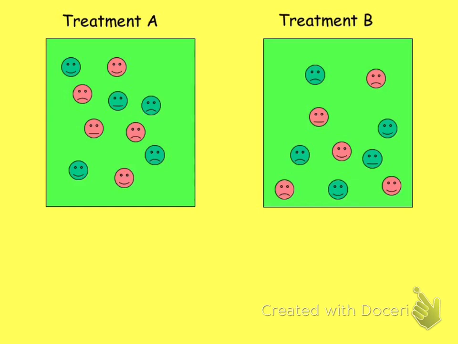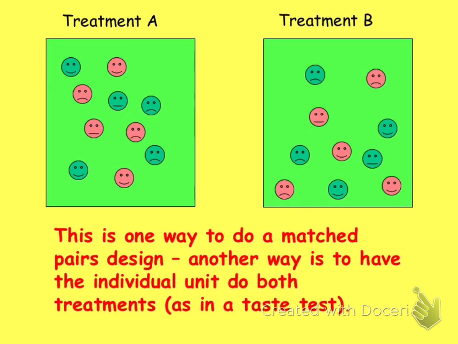So maybe I think like weight affects your heart rate or something like that. And so if I'm trying to test whether exercise affects your weight loss, then I'm going to pair people by the 2 closest people in weight or something like that. Then I would put those people, one would go to treatment A, one would go to treatment B. So that was one way to do it.